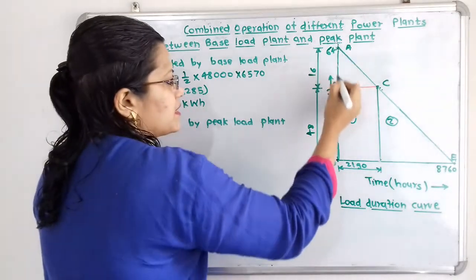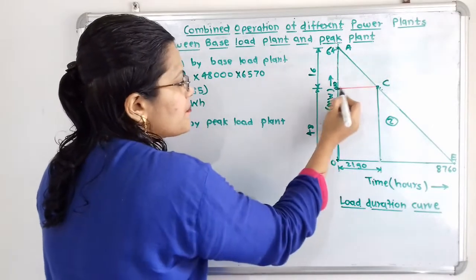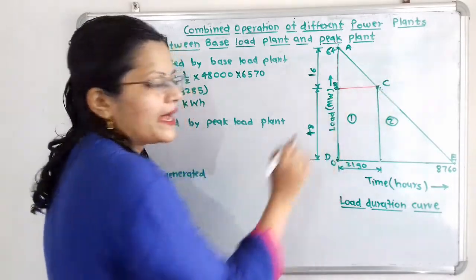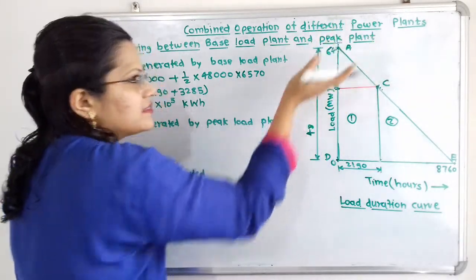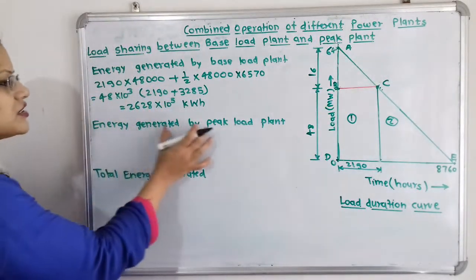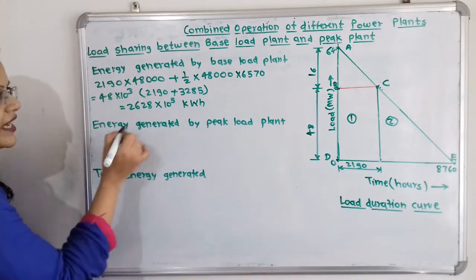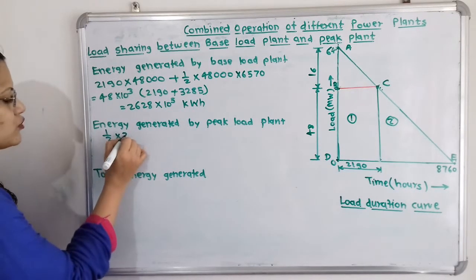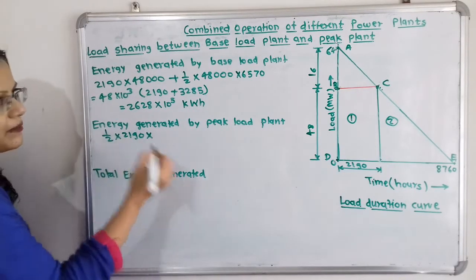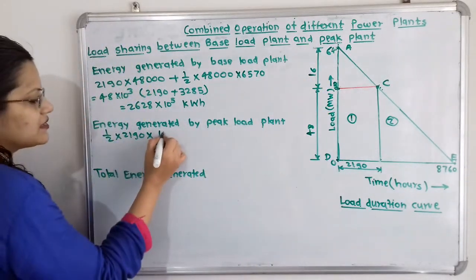So this is nothing but area for this triangle ABC, because this is the economic load sharing by this horizontal line. So area above this line is the load, that is the energy generated by the peak load plant. So we will take here area for this triangle, that is half multiplied by base. So base is 2190 multiplied by height. So height we have to take in kilowatt, that is 16,000.